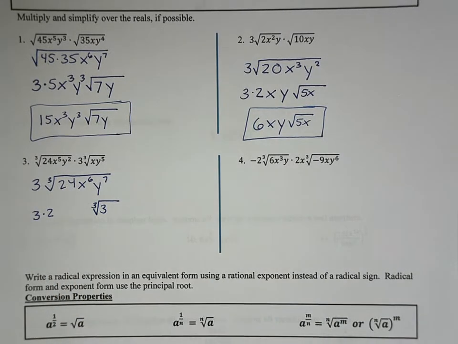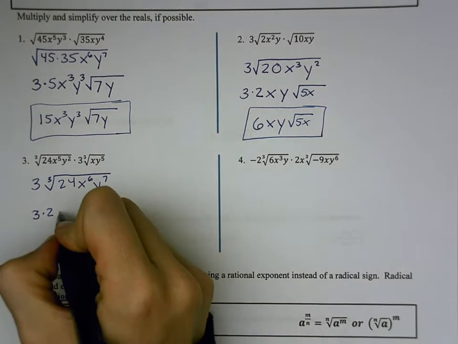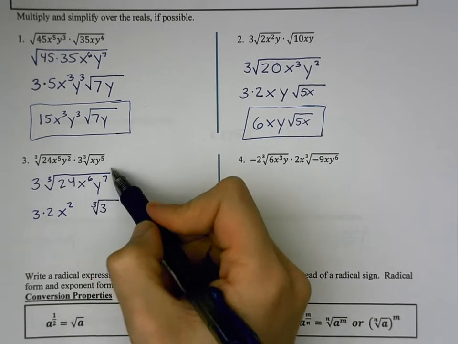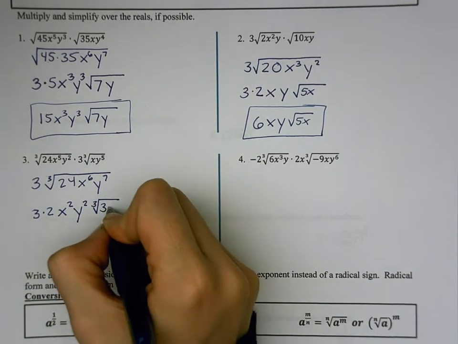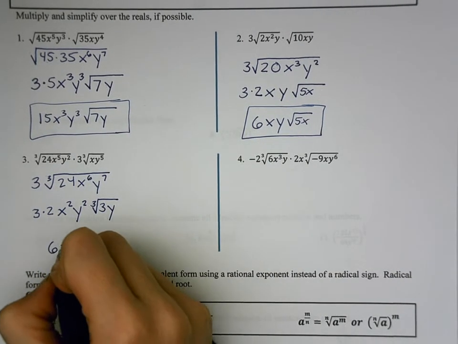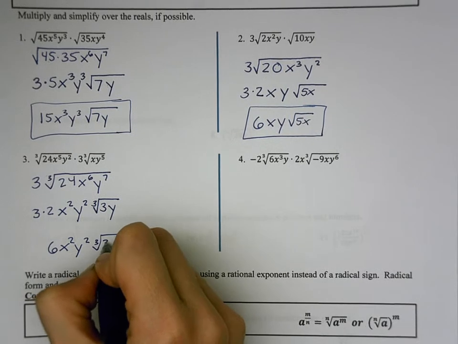Okay. Next up, cube root of x to the 6th. 3 goes into 6 two times, so this is x squared. Last but not least, y to the 7th. 3 goes into 7 two times with a y left over. So my final answer, 3 times 2 is 6. X squared times y squared times the cube root of 3y.